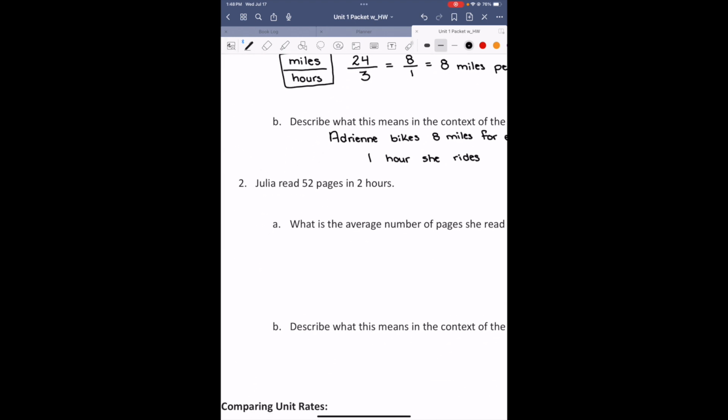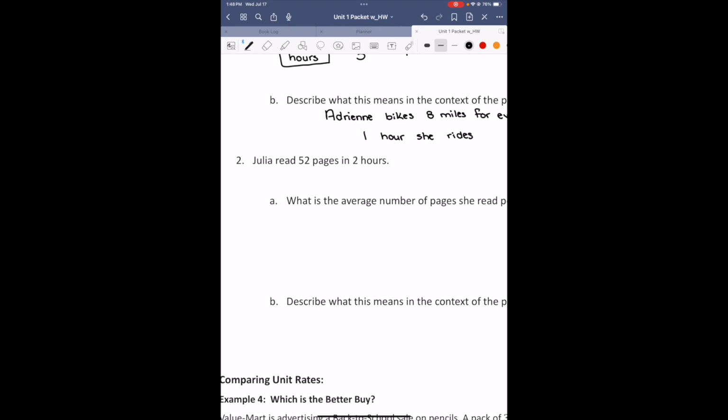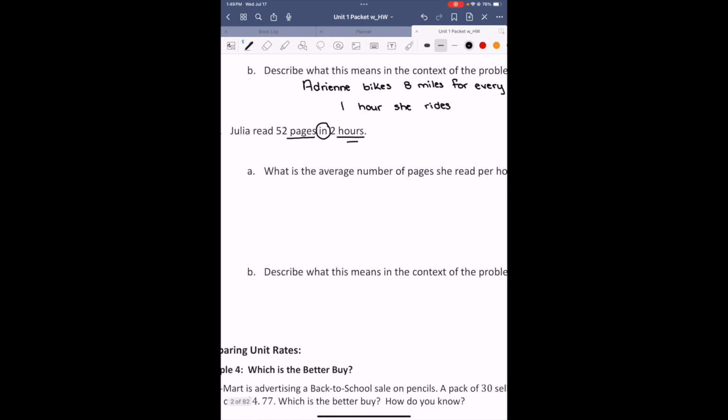Next one. It says, Julia read 52 pages in 2 hours. So I'm going to do the same thing. I'm going to underline pages, circle in, and double underline hours. That's going to help me set up my label. So it should be pages on the top over hours. I'm going to box that in. So 52 is the amount of pages, and she did that in 2 hours. I'm going to divide those on my calculator, so 52 divided by 2.